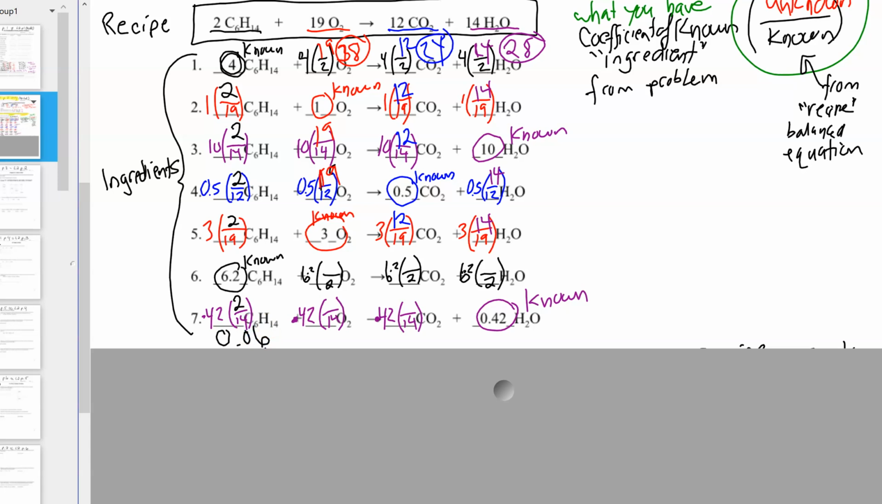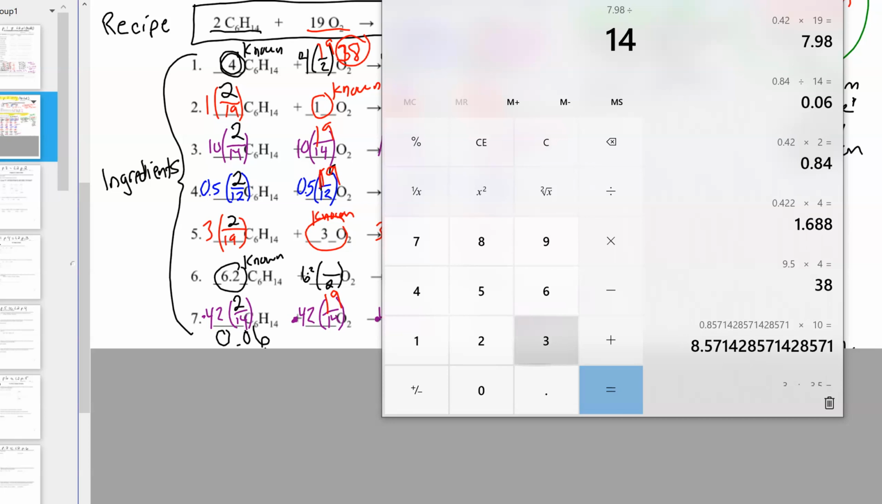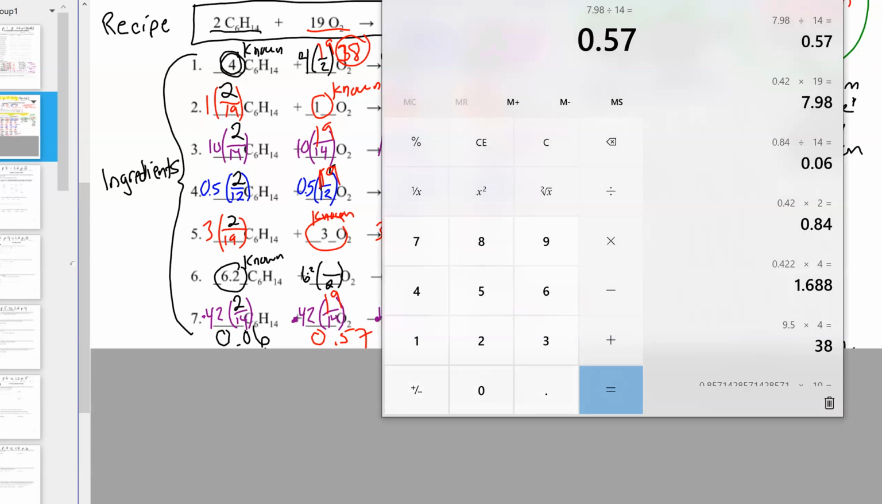Now how about for my oxygen? Okay, 0.42 times 19 over 14. Let's give that one a whirl in the old calculator. 0.42 times 19 divided by 14, 0.57. Okay, and now our carbon dioxide coefficient is 12. So we're going to be taking 0.42 times 12 divided by 14, and we get 0.36.